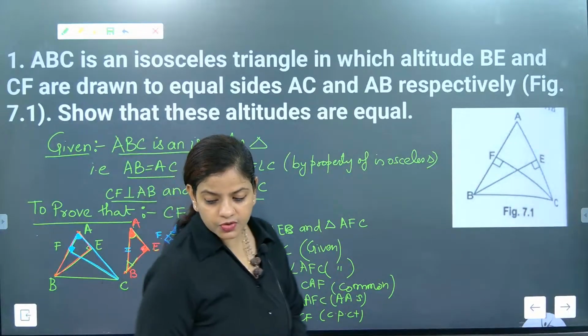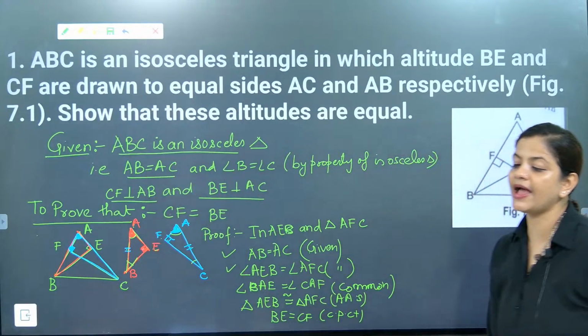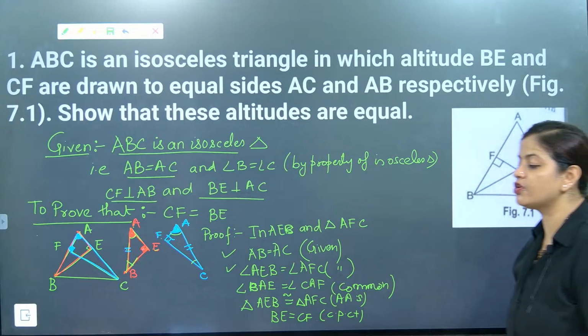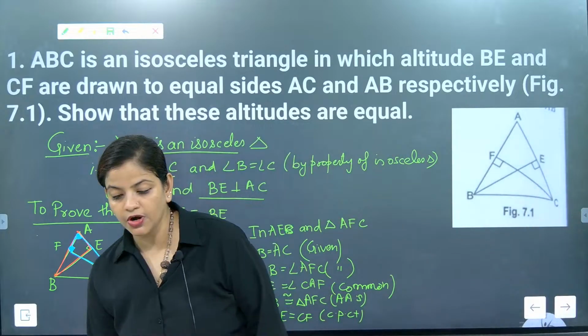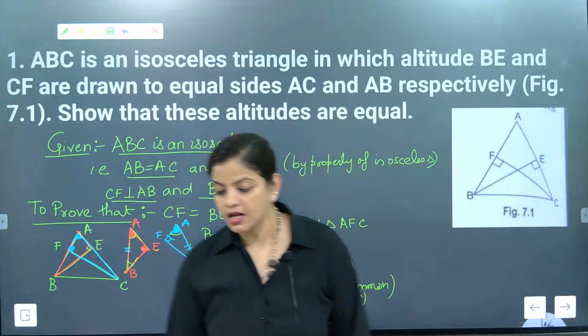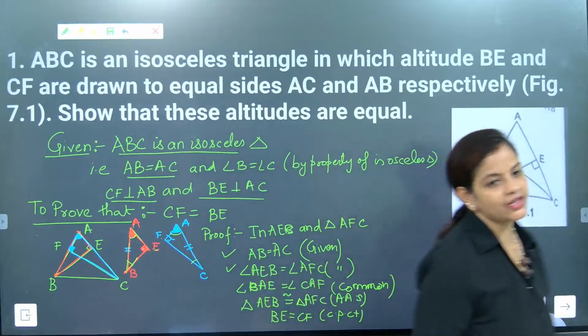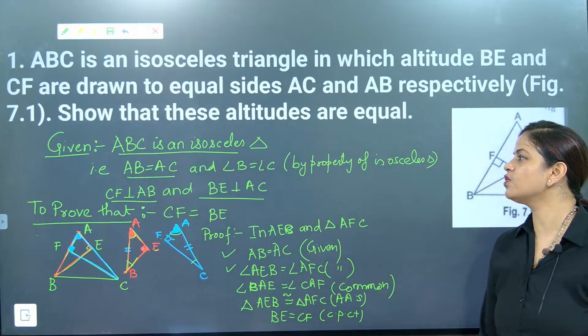CB is equal to CF. Yes, CB is equal to CF by CPCT, corresponding parts of congruent triangles. I think you have done it, beta. Now we will go for the next part.